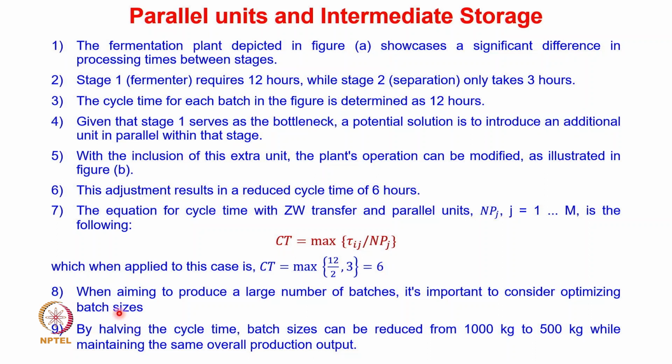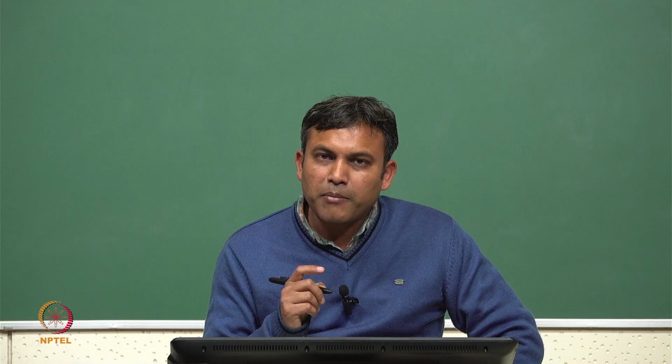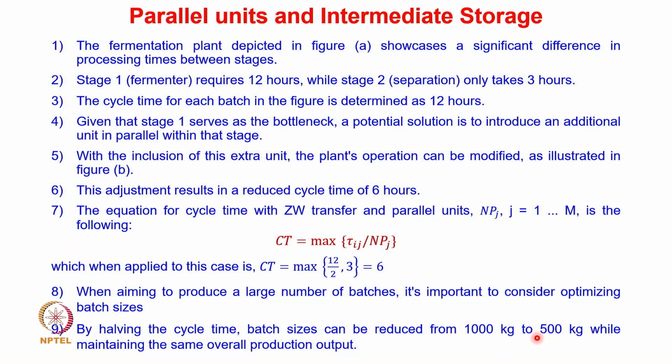So when aiming to produce a large number of batches, it is important to consider optimizing the batch sizes, primarily because based on the batch size, the equipment size can be designed. By reducing the cycle time to half, the batch sizes can be reduced from 1000 to 500 kg while maintaining the same overall production output.